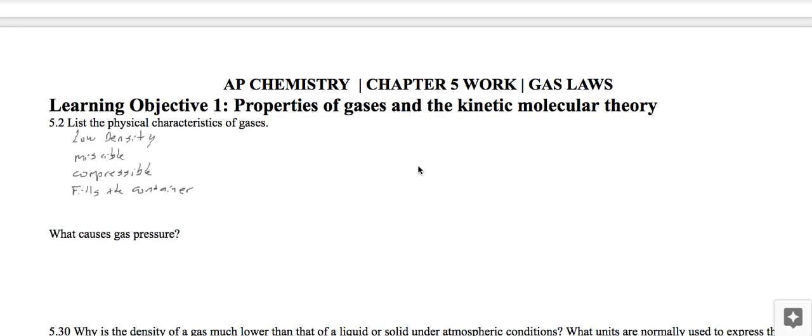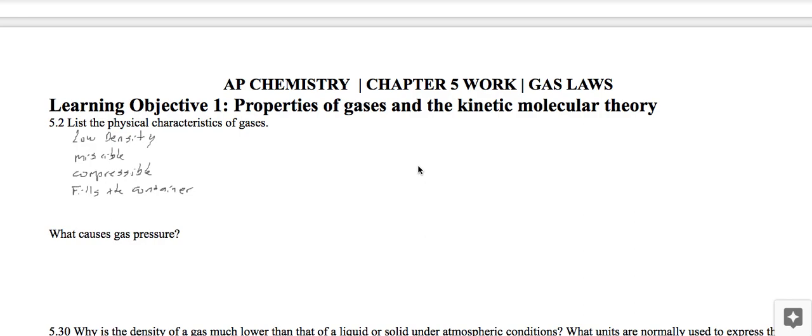AP Chemistry students, this is Chapter 5, our gas law work, and I'm going to try to make a video with all of the learning objectives in it together. We'll see how that goes, and then in the description section I'll leave some time markers so you can identify when each learning objective starts.